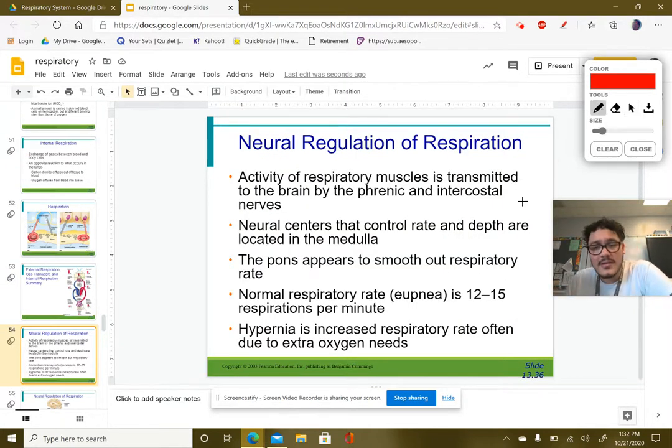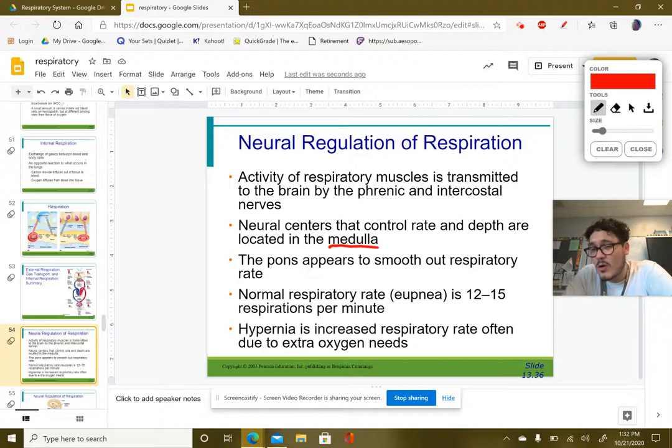However, there is some content on this slide that's going to be relevant when we do nervous system, which is a ways away. So I'm going to talk about it just so we can discuss it. The activity of respiratory muscles is going to be transmitted to the brain via the phrenic and intercostal nerves. The neural centers that control rate and depth of breathing are going to be located in the medulla oblongata, which is the structure here. Redraw that.